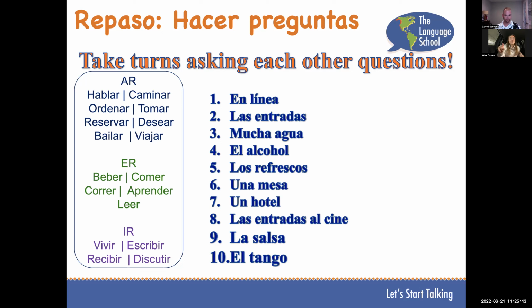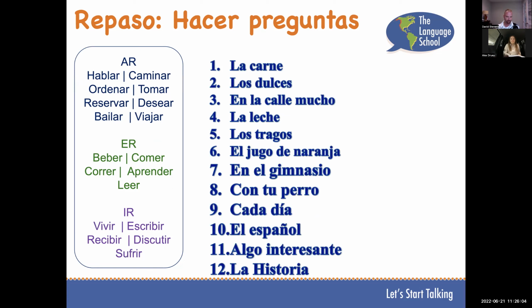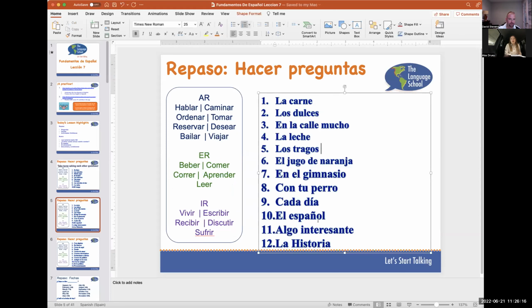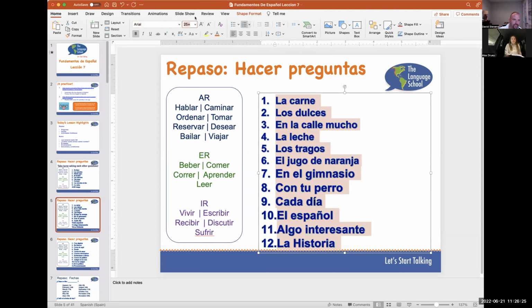¿Ordenas las entradas al cine? A veces ordeno las entradas al cine. ¿Deseas la salsa? Sí, deseo la salsa. ¿Bailas el tango? Bailo un poco. Sí. Muy bien, sigue. ¿Ordenas la carne? Sí, ordeno la carne. ¿Bebes los dulces? Dulces. Sí, bebo los dulces.